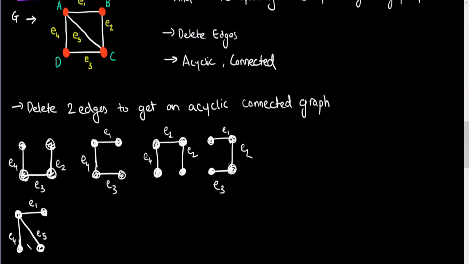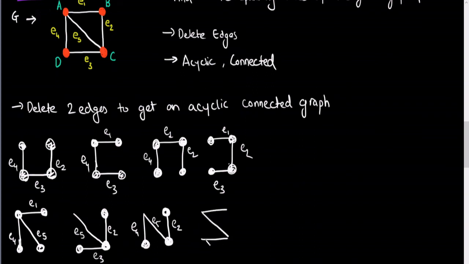Next up, if we remove E1, E4, you have something that looks like this, right? So this is also a spanning tree. We are removing E1, E4 and we are left with E5, E2, E3. Next up, if I remove E1, E3, I would get something that looks like this. This is E4, E5, E2, and my last combination would be to remove E4, E2, right? So I would get something like this. This is E5, this is E1, this is E3.